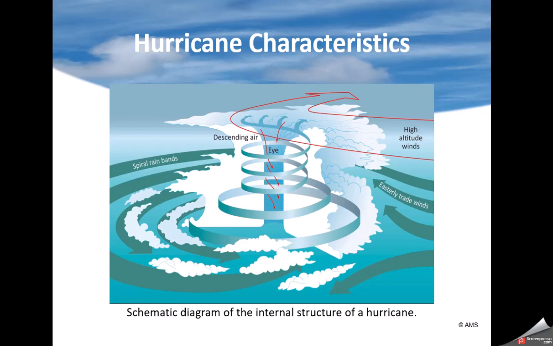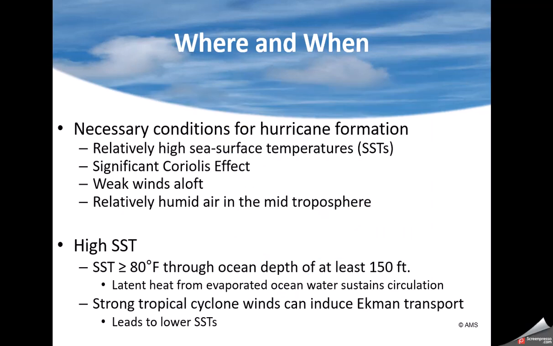So that is something that's interesting about hurricanes. What are some necessary conditions? They need high sea surface temperatures, greater than 80 degrees at least through 150 feet. So that's why the Gulf Stream is a great place for hurricanes to develop or intensify, because the Gulf Stream is relatively warm. Oh yeah, they need a significant Coriolis effect.